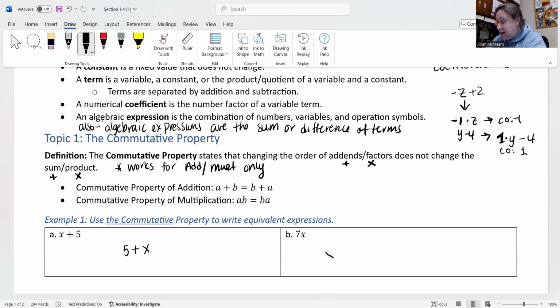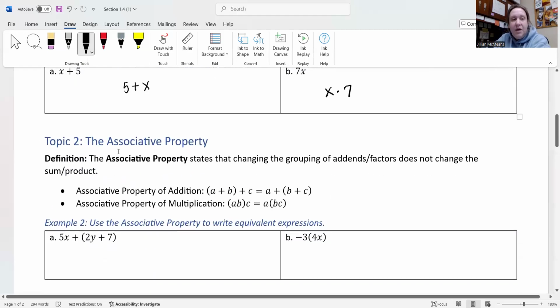Okay? And then for part B, we have 7 times x. That is the same thing as x times 7. Now, I will say you will almost never see x times 7. You'll probably almost always see 7 times x. But taking x and multiplying it by 7 is no different than taking 7 and multiplying it by x.